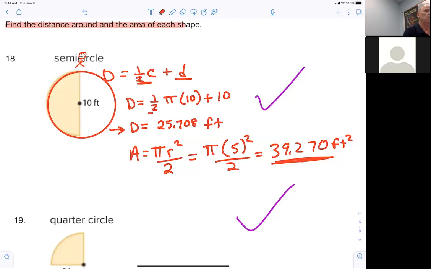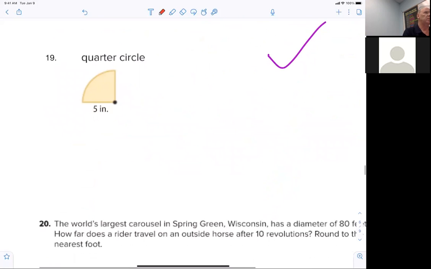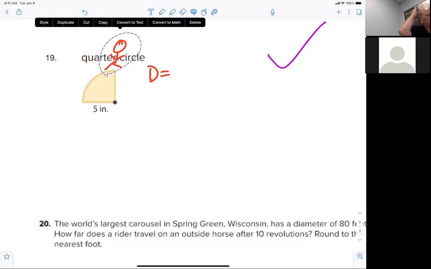All right, now we're back. Jackson, you're up, number 19. I need the distance around this quarter circle. So tell me what I'm doing. D equals what? Loud and proud, I can't hear you. 19. I'm doing the distance around. Remember, we're going for a walk. How far is this? From here to here? No, no, no. Come on.